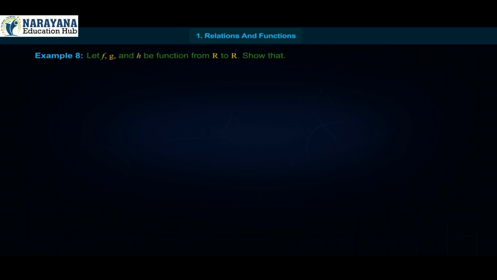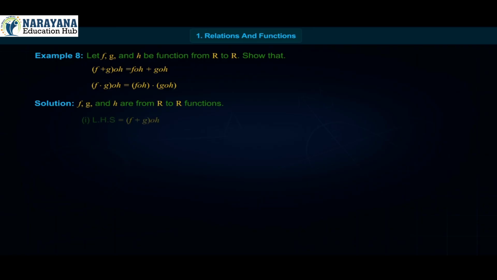Example 8. Let f, g and h be functions from R to R. Show that (f + g) ∘ h = f∘h + g∘h, and (f · g) ∘ h = (f∘h) · (g∘h). Solution: f, g and h are functions from R to R.